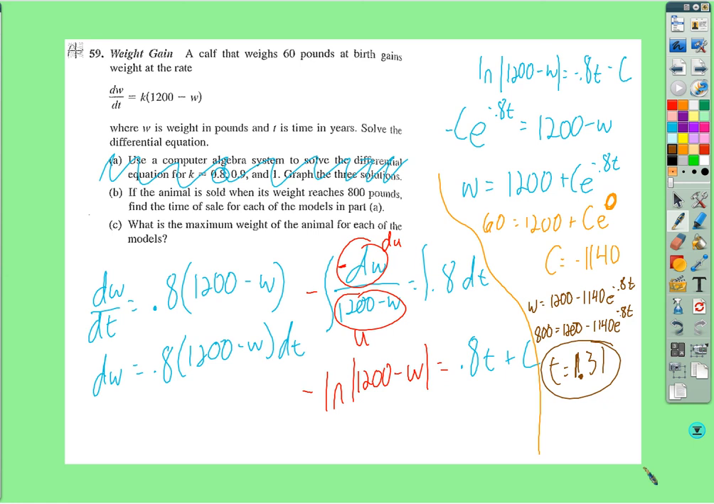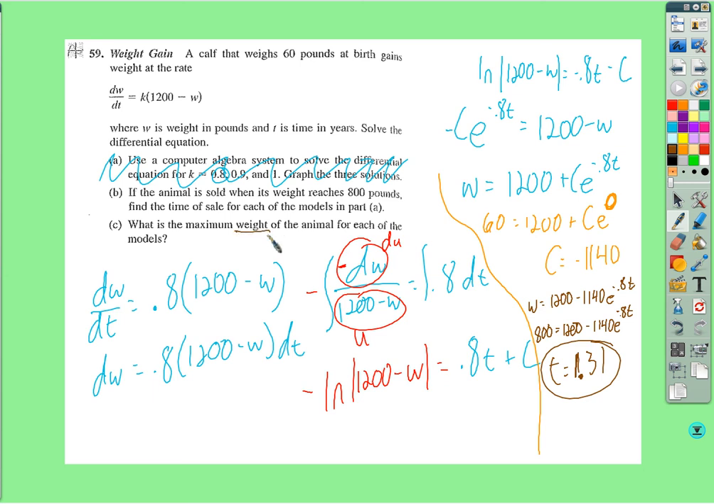And here's a good question. Interesting question. Are you thinking about this? What's the maximum weight of the animal? How do you find a maximum? Set the derivative equal to 0? The derivative of what in this case? The derivative of the weight function, right?